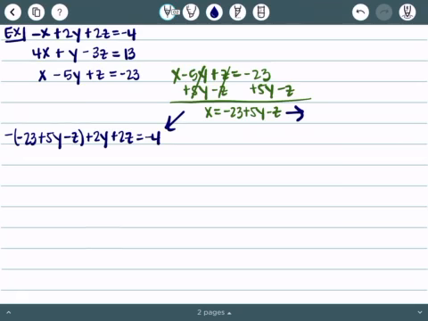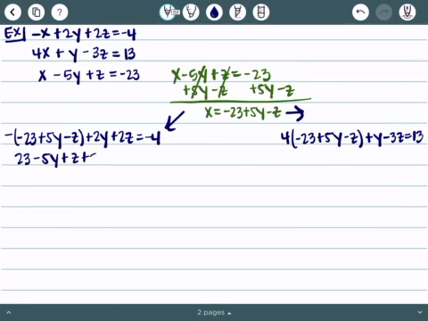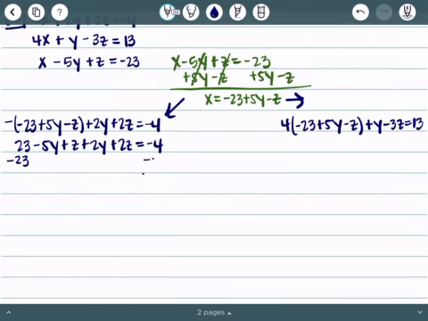And then on the right, I'm going to plug it into the middle equation, so I'm going to have 4x, but not x, 4 times negative 23 plus 5y minus z, plus y minus 3z equals 13. So I'm going to simplify the equation on the left, distribute my negative to get positive 23 minus 5y plus z plus 2y plus 2z equals negative 4. And I'm going to move my constant and add all of my like terms in one step.